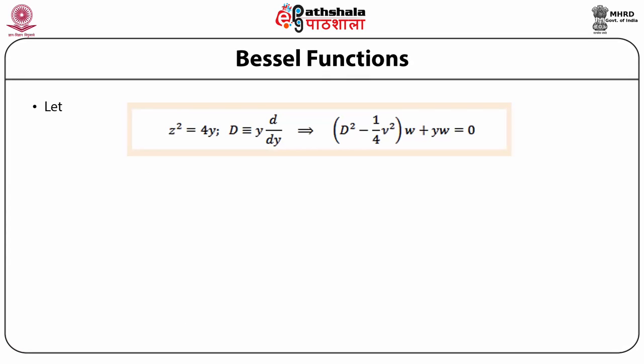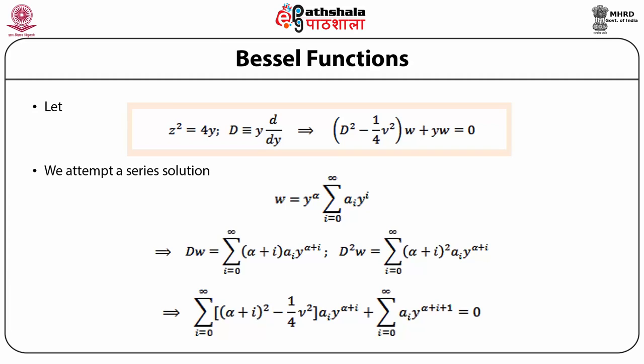Let us make a change of variable and assume z square is equal to 4 times y, and let capital D be equal to the product of y into d by dy. Then Bessel's equation becomes w multiplied by (capital D square minus 1 by 4 nu square) plus y into w is equal to 0.